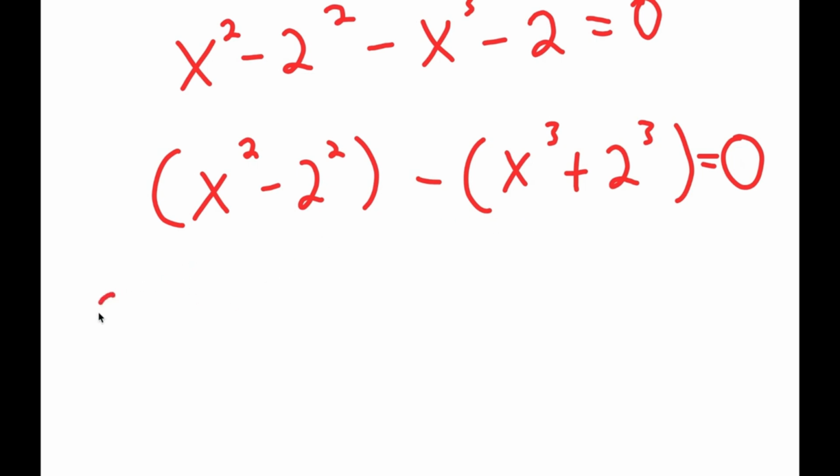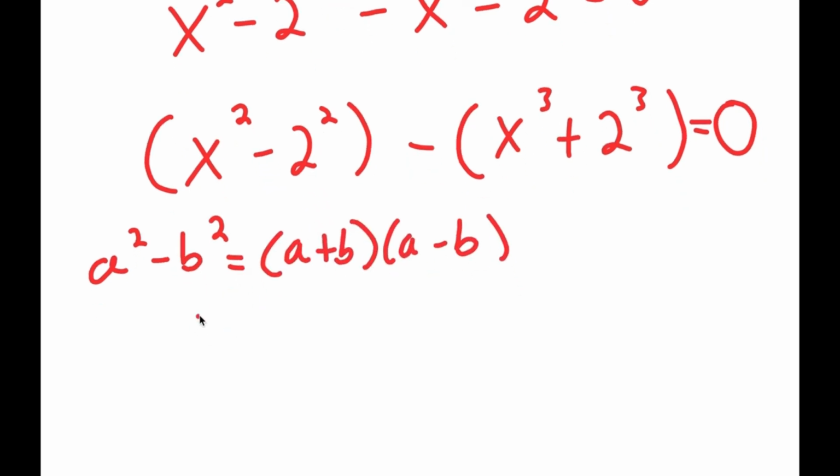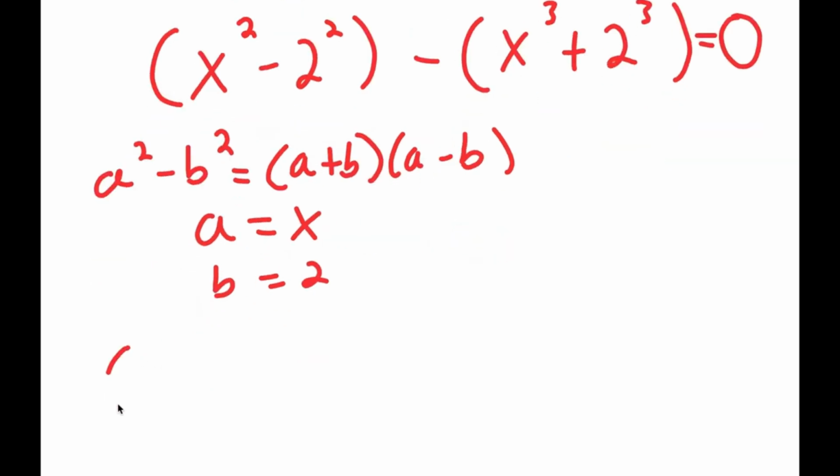Now, if I have something in the form a squared minus b squared, this is equal to a plus b times a minus b. So in this case, a is x and b is 2. So I get x plus 2 times x minus 2.